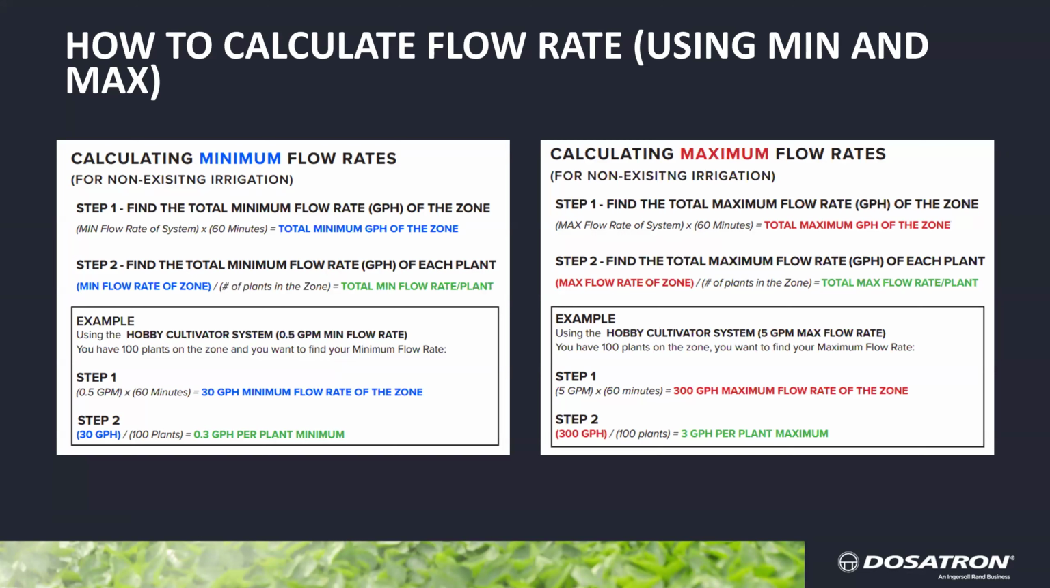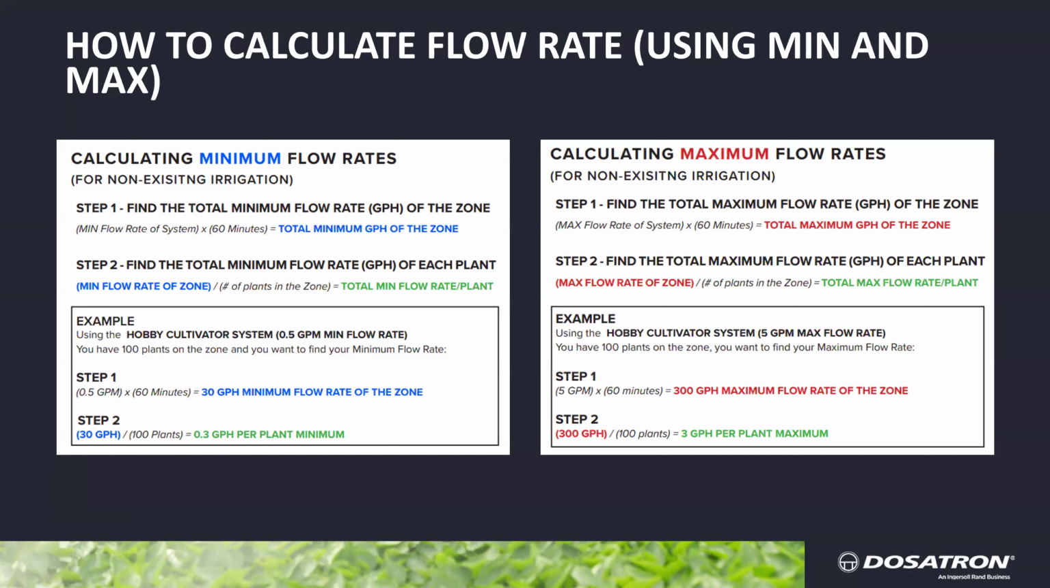And so the first thing we want to do is calculate what our minimum flow rate per plant would be. So we take the minimum flow rate of a system multiplied by 60 minutes to give us the total minimum gallons per hour of the zone. We then divide that minimum gallons per hour flow rate of the zone by the number of plants that will be fed on that zone. And that is going to give us our total minimum flow rate for each plant site.